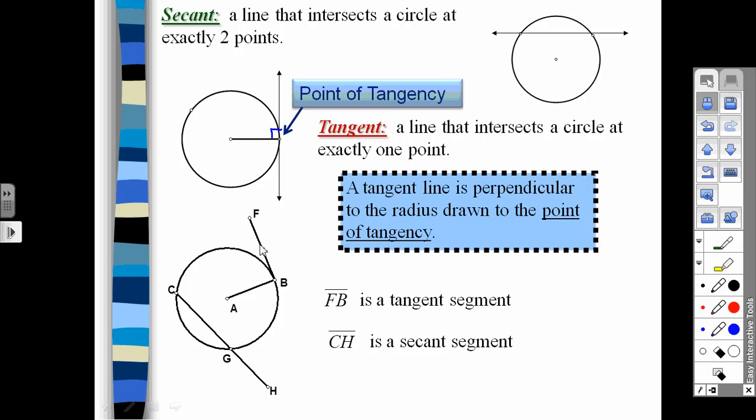Whereas this out here, you can see, okay, it intersects at B, but if we continued on, it's never going to intersect the circle again. So that would be a tangent segment. Okay, and it still follows along the rule that the tangent segment and the radius are going to be perpendicular to each other. So those are the first couple definitions that we have. Let's move on.